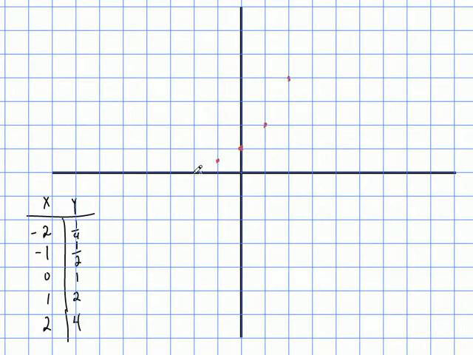If I go -2, how far up do I go? I only go a quarter. So what do you think is going to happen? What if I put a big old number? What if I put like a -10 in there?